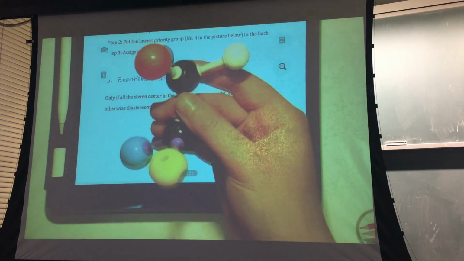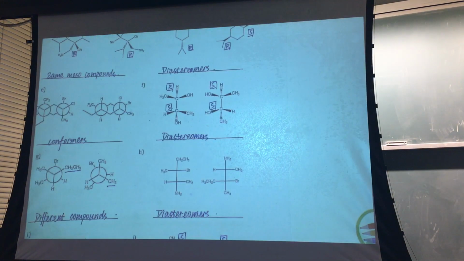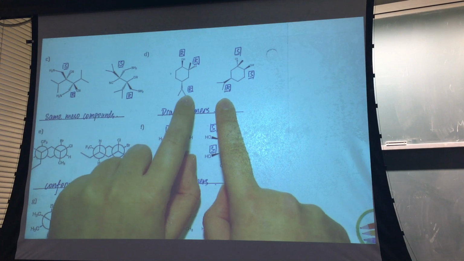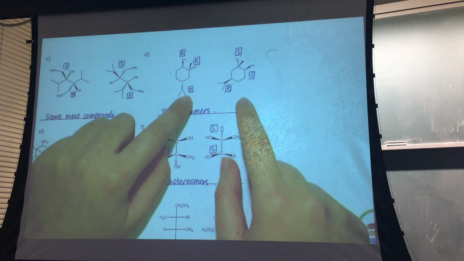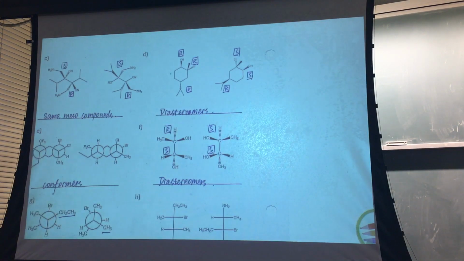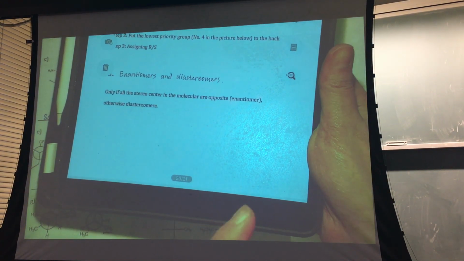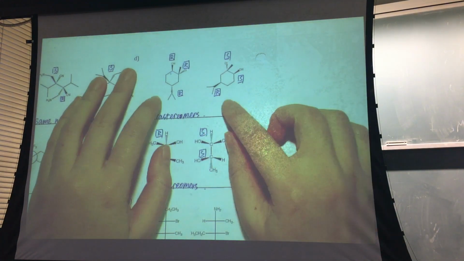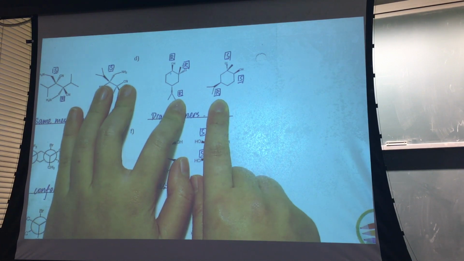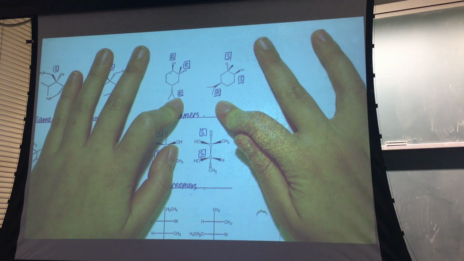This is something you do after you identify all the R and S. On worksheet 5, I just had you identify all the stereochemistry in this compound, and then you start to compare. I identified that already for you, so I just want to make things clear. It's RRR and RSS. So our rule is only if all the stereocenters in the molecule are opposites, they are enantiomers. So in this case, they are diastereomers because one of the stereocenters is the same, they are R, and the rest of them are opposite to each other. Did I make this point clear?